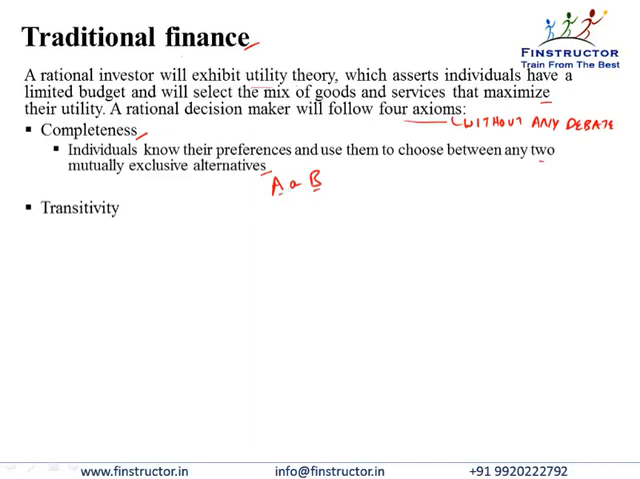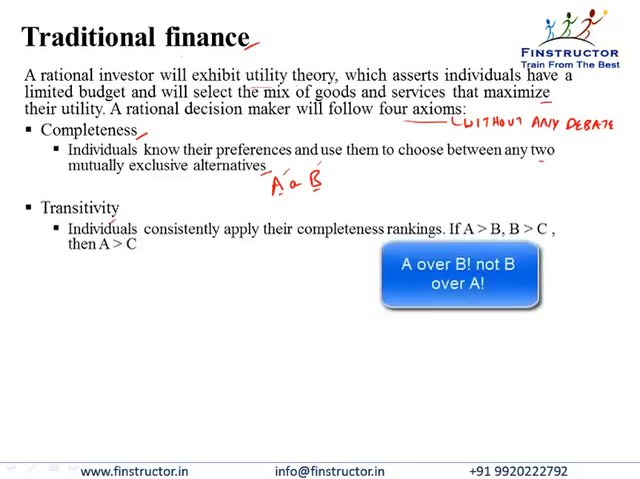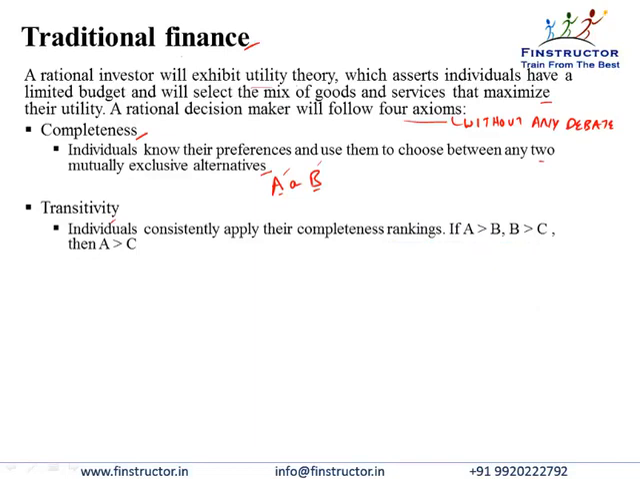So traditional finance assumes that investors can always make this choice and decide which is better as compared to the other. It assumes transitivity. That means individuals consistently apply their completeness rankings. So if they prefer B over A and they prefer C over B, then they will automatically and definitely prefer A over C.